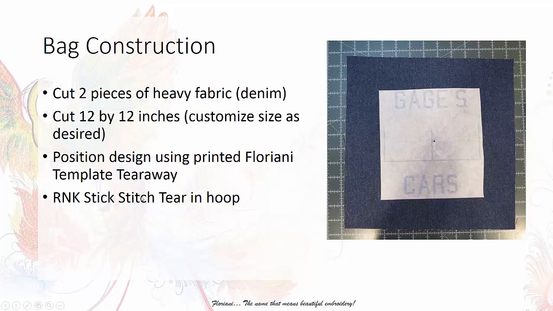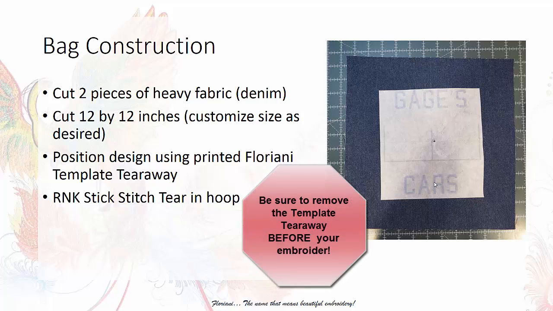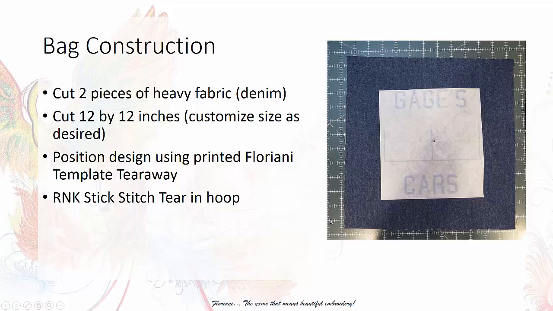So in my hoop, I have R&K stick, stitch, and tear once again in the hoop. Lay my fabric on top. I used my clear plastic grid that came with my hoop. I laid it on top, moved it over, laid it on the stabilizer in the hoop, pressed it down. I'm good to embroider that.